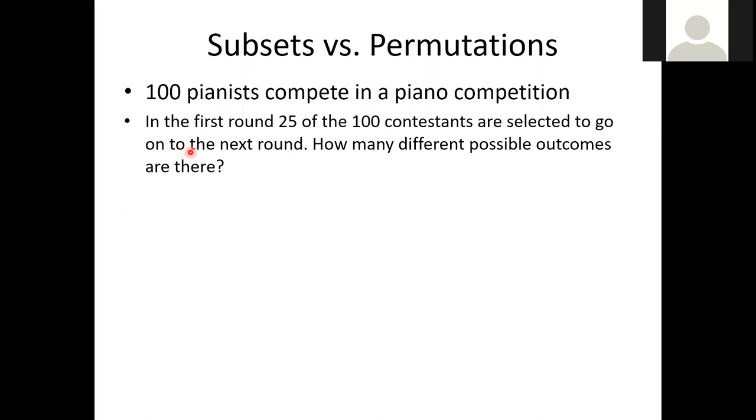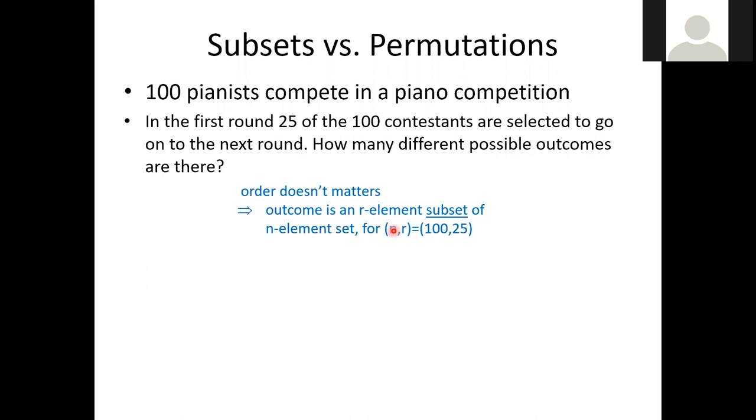Okay, so let's do some examples. Subsets versus permutations. Say you have 100 pianists, and in the first round of a competition, you select 25 of them to go to the next round. How many possibilities of this outcome do you have? So the big question is: is this an ordered or an unordered selection? Are you selecting a sequence or are you selecting a subset? And it's a subset, right?